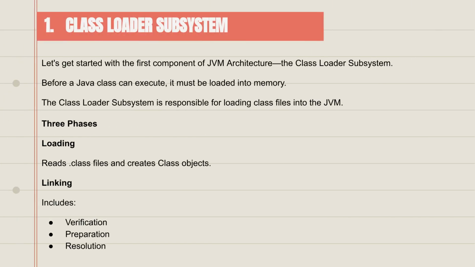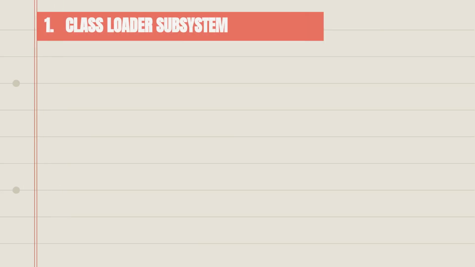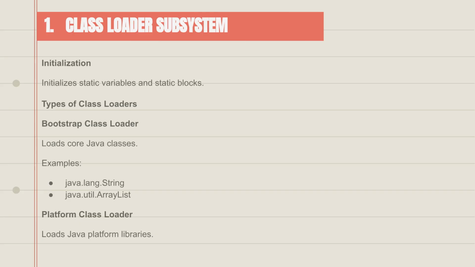Let's begin with the Class Loader Subsystem. Before execution, every Java class must be loaded into memory. This process involves three main phases: loading, which creates class objects, linking, and initialization. The linking phase includes verification, preparation, and resolution. Following this, the initialization phase handles static variables and blocks.